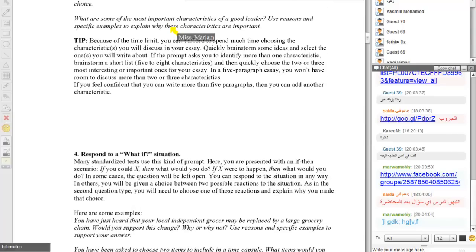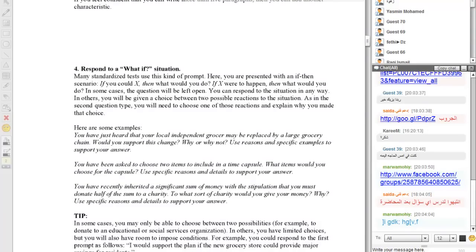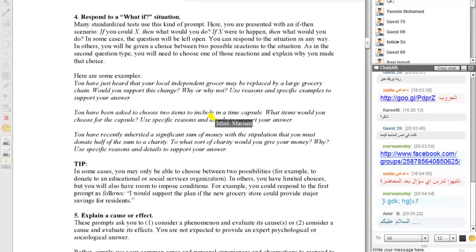Okay, we are just giving an overview so that, inshallah, this will be a link between the previous lecture and this lecture. Next, to respond to a what-if situation. So you are assuming that there is a situation and you are going to explain what your reaction is, or what you would do if something happened. Like, you have been asked to choose 2 items to include in a time capsule. What items would you choose for a capsule? Okay.